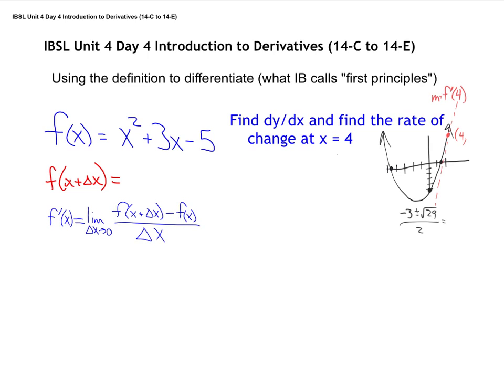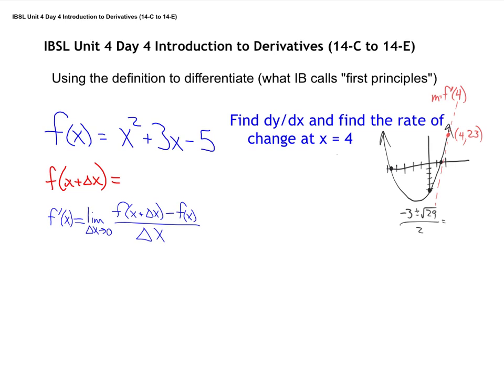So we have to input 4 into the derivative formula? Yeah, we want to find the derivative first, and then we're going to input 4 into that formula. By the way, that's the point 4, and then 16 plus 12 is 28 minus 5, that's 23.